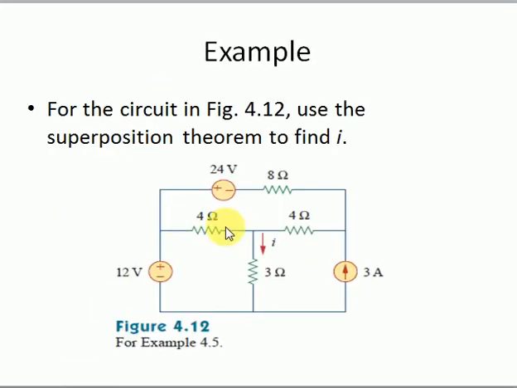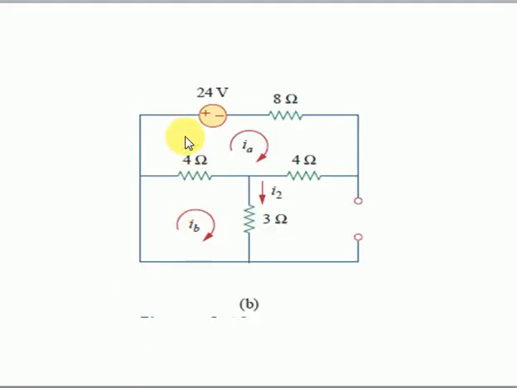Now we will solve the circuit for the second source. Let's suppose we are using this 24 volt source. When we are using this 24 volt source, then this 12 volt source has been short circuited and this 3 ampere current source will be open circuited. After doing this we will get a circuit like this. Here this 12 volt source has been short circuited and this 3 ampere current source has been open circuited. Now we will solve this in order to find the value of I2, and this will be done by yourself.